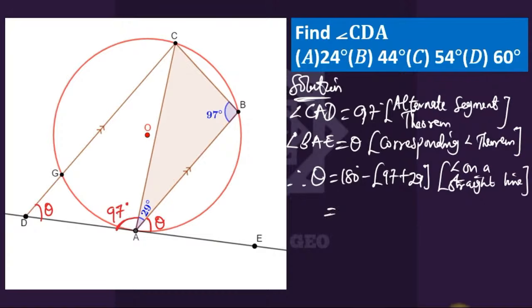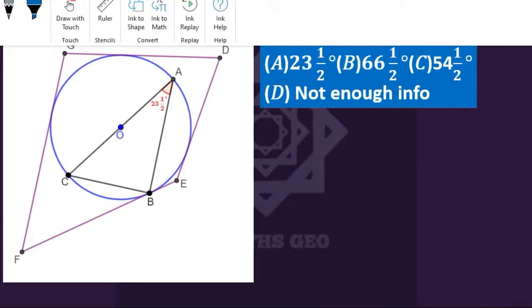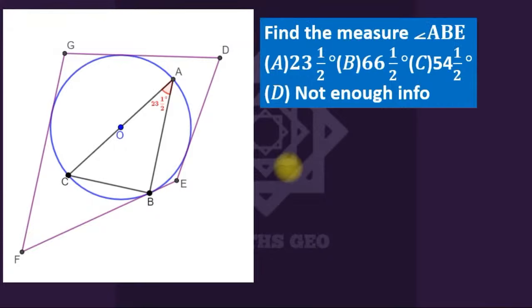So our answer is, the answer should be 54. Yes, this is 126, so theta is 54. So it's a nice question. So we are asked to find the measure of angle ABE. So let's call it ABE, let's call it theta.